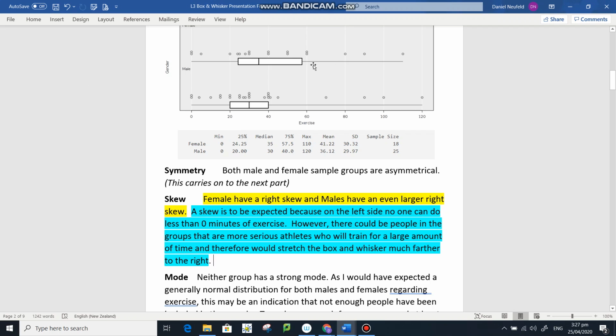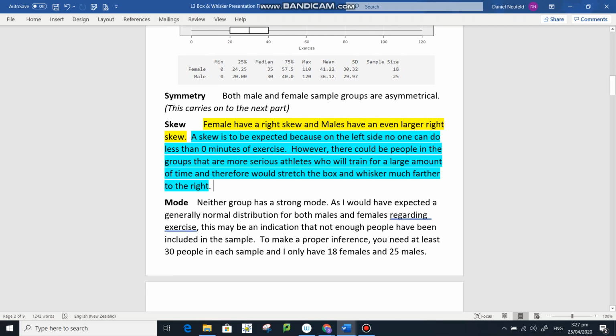Whereas you could have some extreme athletes that are doing some extreme training and will easily stretch this out. Okay, so that's what we're saying in here. Again, trying to explain why that skew makes sense. Now, neither group had a strong mode.